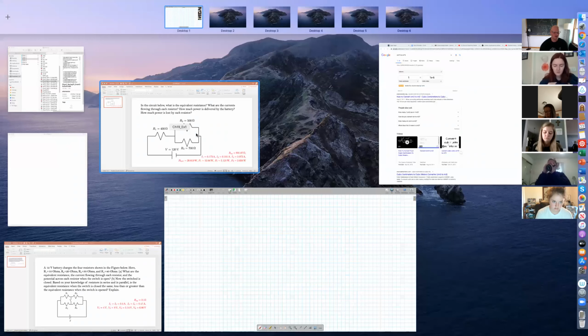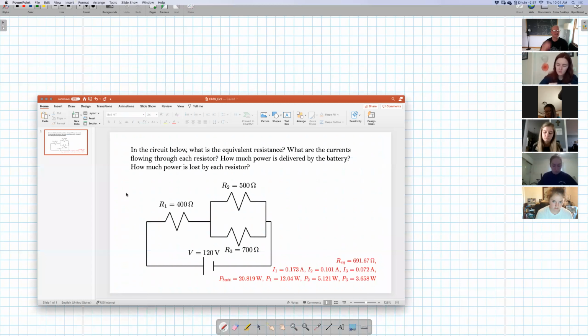So let's use all this and do an example. This says that in the circuit below, what is the equivalent resistance? What are the currents flowing through each of the different resistors? How much power is delivered by the battery? And finally, how much power is lost by each one of the resistors? So this is what we want to know.